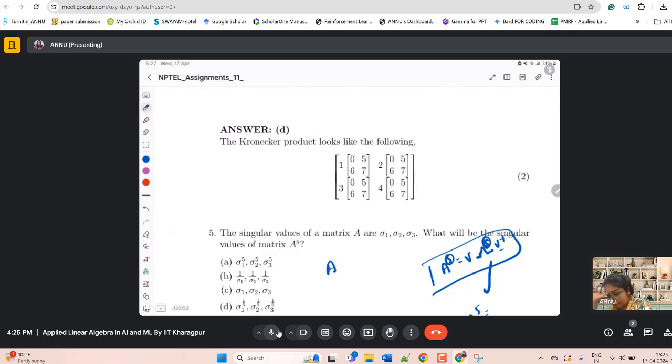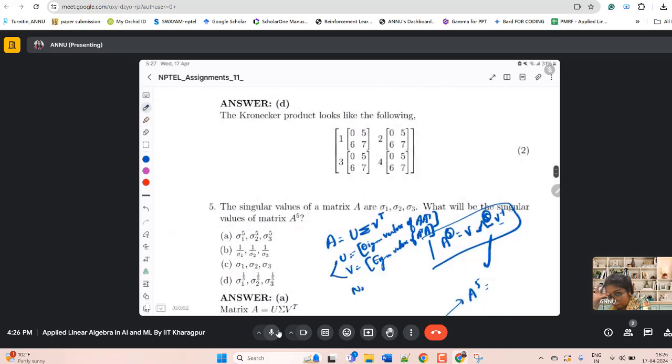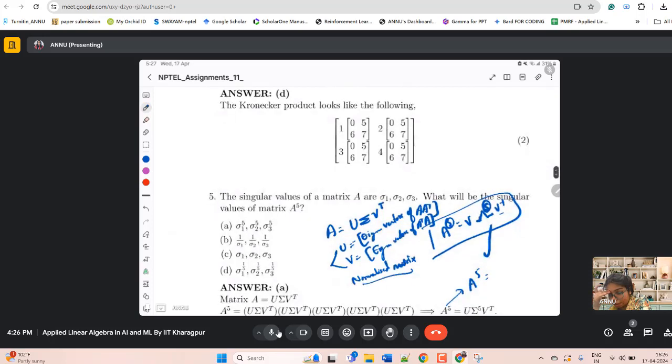If any rectangular matrix is there, then the A matrix can be written as U sigma V transpose, where U is the eigenvectors of A A transpose and V is the eigenvectors of A transpose A. Make sure this U and V are normalized matrices.